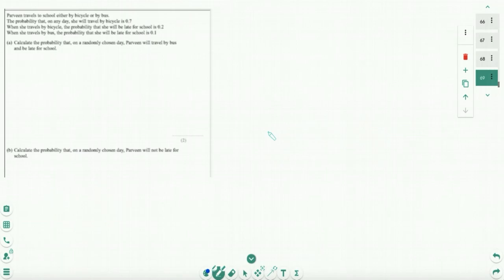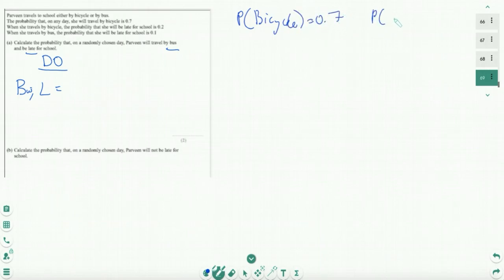So for this question here, I'm going to use the desirable outcome method again. So we have to find the probability that Parveen travels by bus and then is late. So bus and then is late. So what's the probability of taking the bus? Well, if the probability of taking a bicycle is 0.7, the probability of taking the bus must be 0.3, because 0.7 plus 0.3 is 1. So the probability of taking the bus is 0.3.